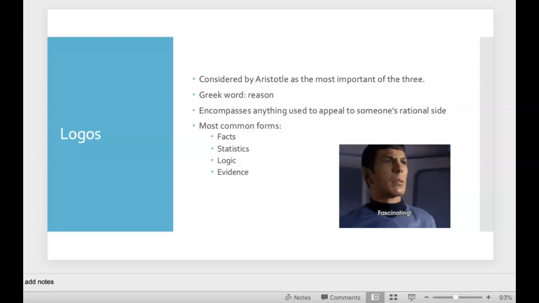However, when we are examining the writing of others or the speeches of others or the commercials of others, we have to consider ethos, pathos, and logos and how the creator is using these to make us feel certain ways, to make us want to do whatever it is they want us to do.